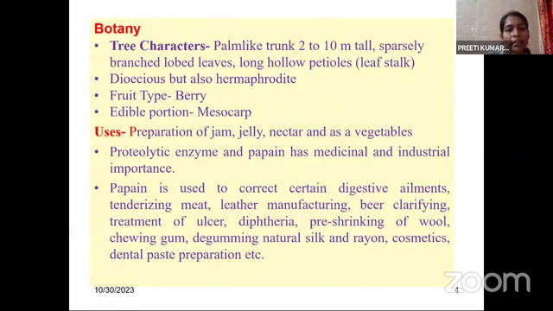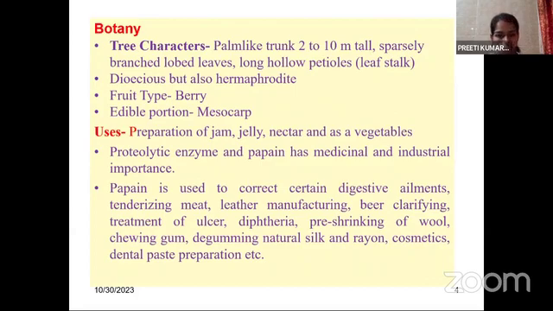Then the fruit type is berry. Many fruits differ; for example, lychee is a nut type of fruit, but the papaya fruit type is berry. It is called a berry. The edible portion of the papaya is the mesocarp, and the seeds are the ovules contained inside. So the edible portion is the mesocarp.